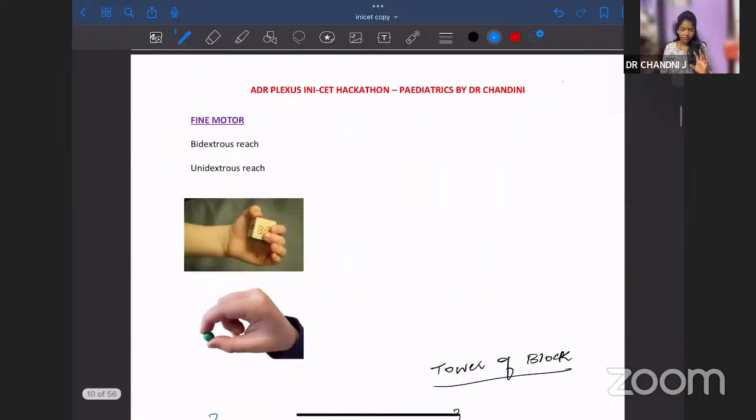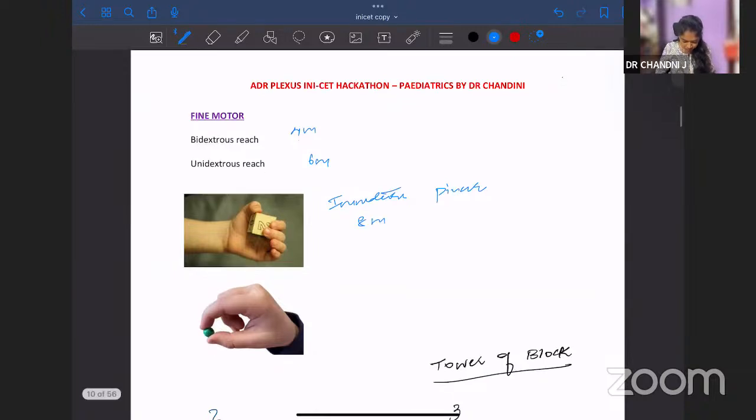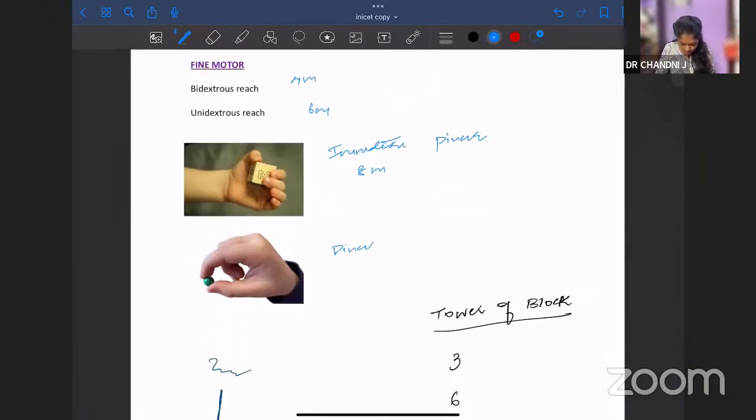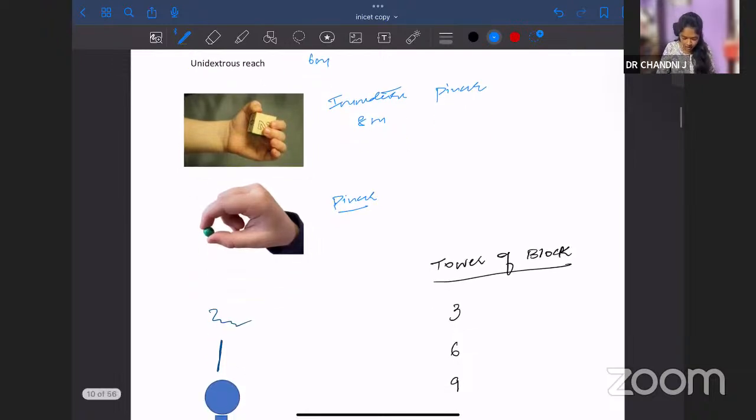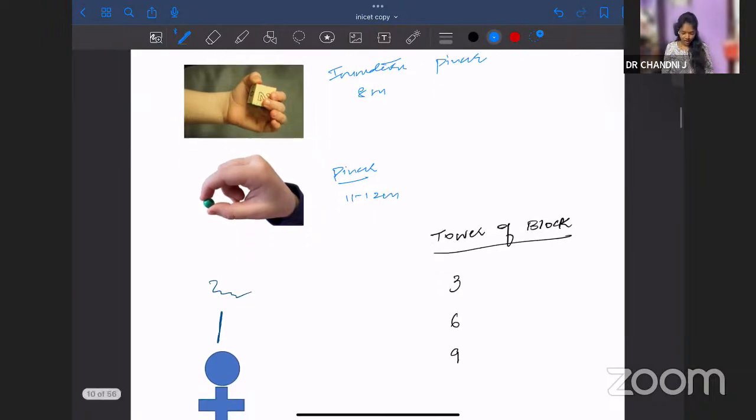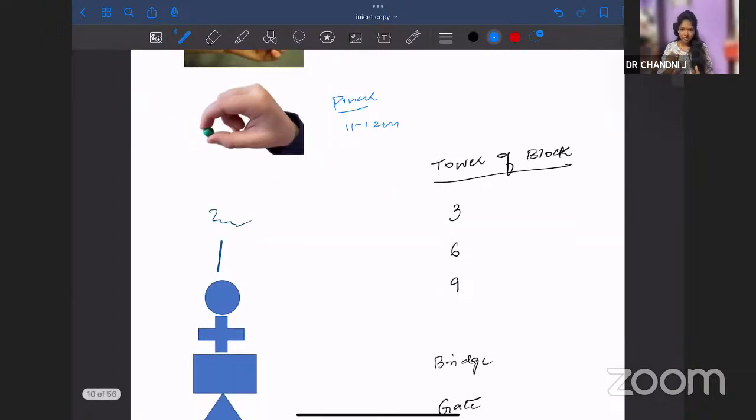Now, coming to the fine motor. Fine motor milestone is, one is the bidextrous reach. Using both hands to reach for an object. That is called bidextrous reach. Around 4 months. Unidextrous is using only one hand to reach for an object. Around 6 months. Now, what is this? This is only immature pincer. I already told you. Immature pincer is around 8 months. This is mature pincer, holding with index finger and thumb. This is around 11 to 12 months.